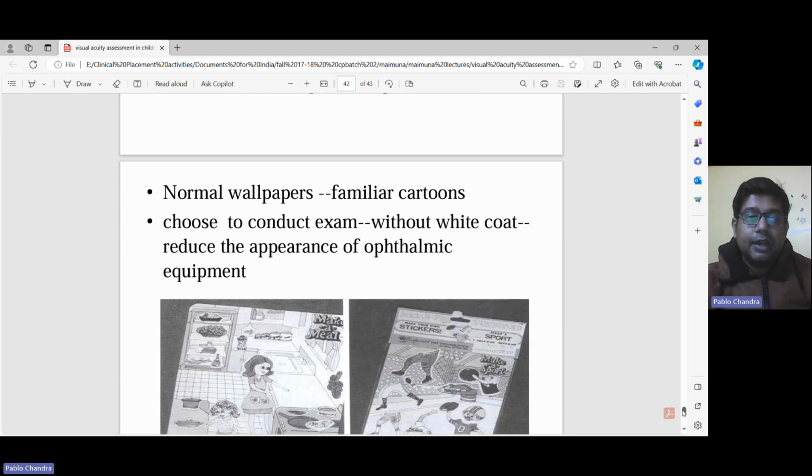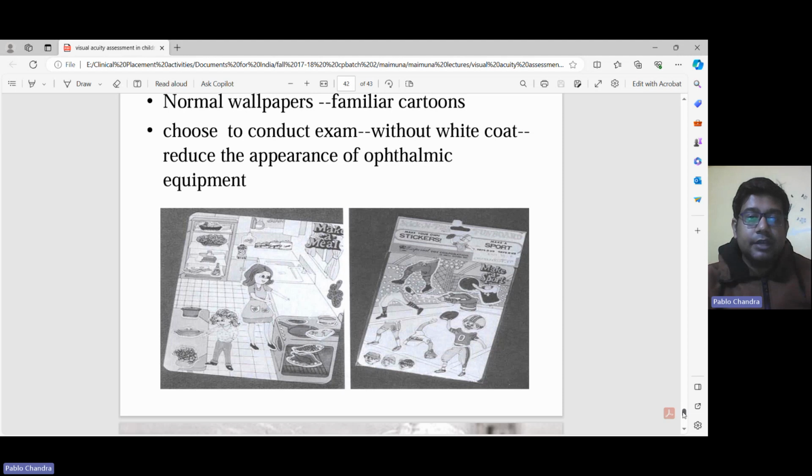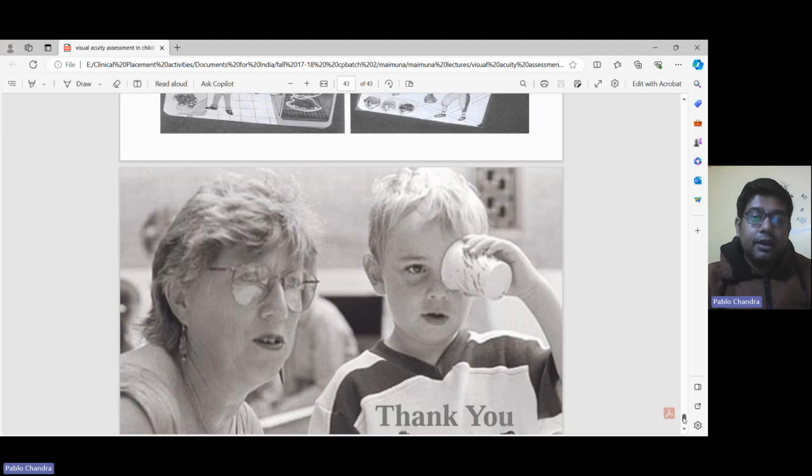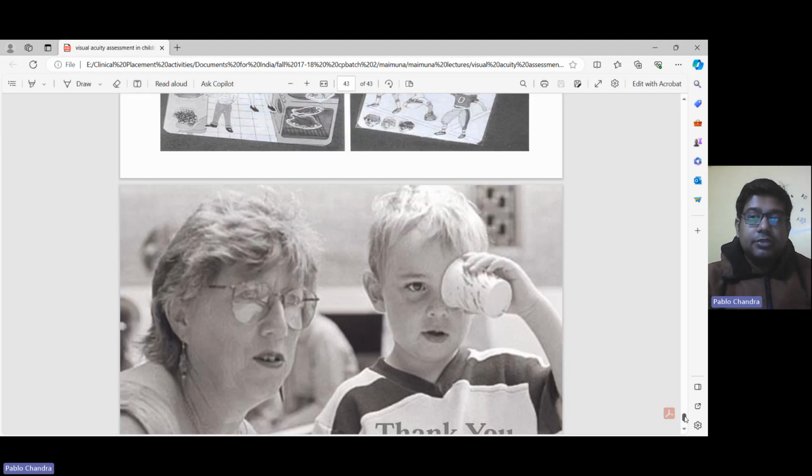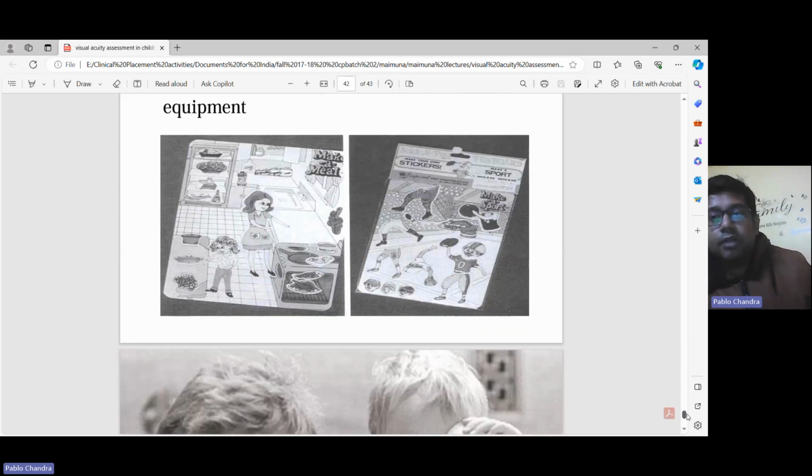Normal wallpapers, familiar cartoons, this type of cartoons you can put up, so the children can feel that they have come to a good place where their eyes will be examined and they don't get scared. Until and unless you make things comfortable, you will not be able to do the examination.